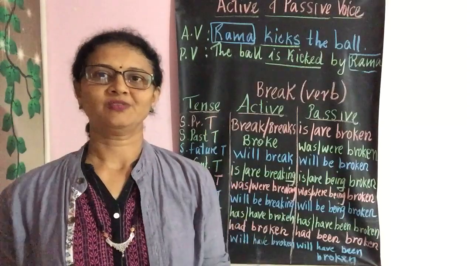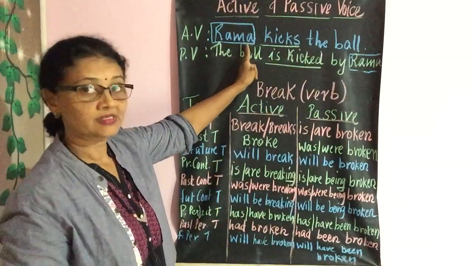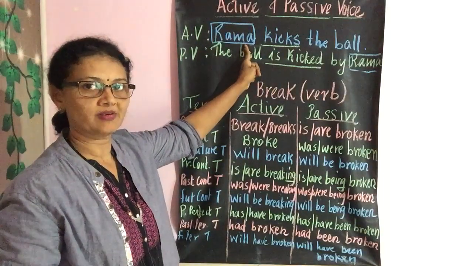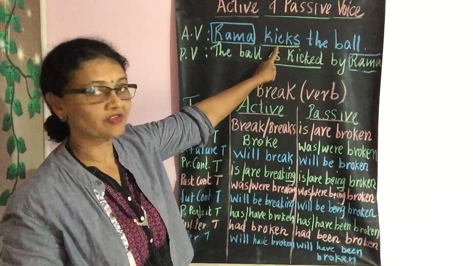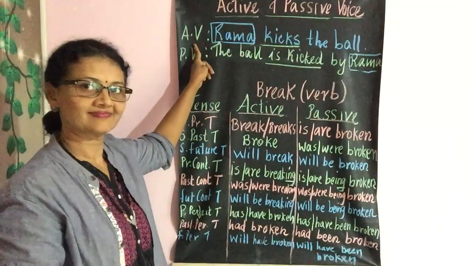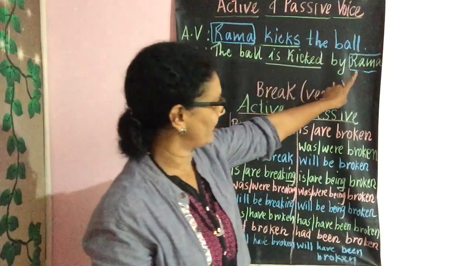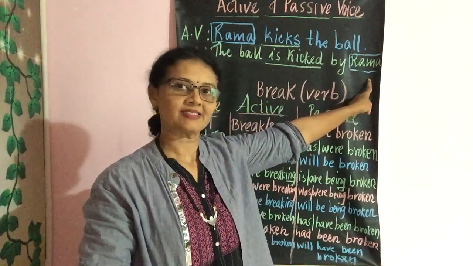As I told you before, how to identify the voice? First and foremost thing that helps you to identify the voice is to see the doer, the performer. If he is acting upon the verb, then the sentence is in the active voice. And if the doer, the performer, is the recipient of the action, then it is the passive voice.